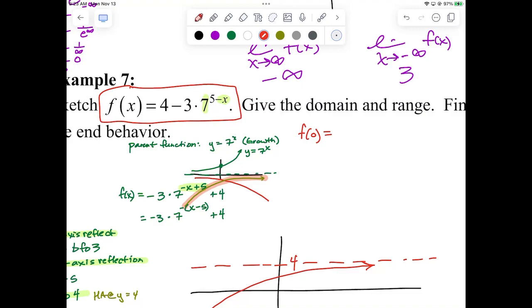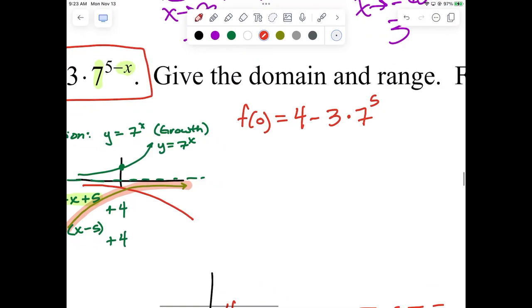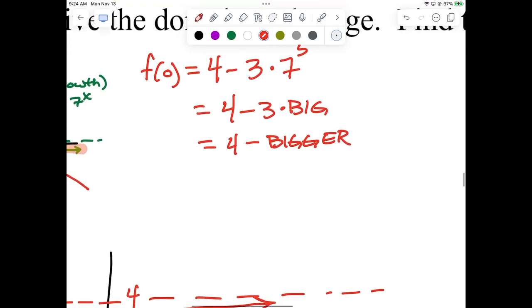So I get f of 0 equals 4 minus 3 times 7 to the 5 minus 0, which is to the 5th power. Now let's see if that's positive or negative. That's going to be 4 minus 3 times. What's 7 to the 5th? It's a big number. It's a big positive number, right? What's 3 times a big number? A bigger number. So what's 4 minus a bigger number? Is it positive or negative?